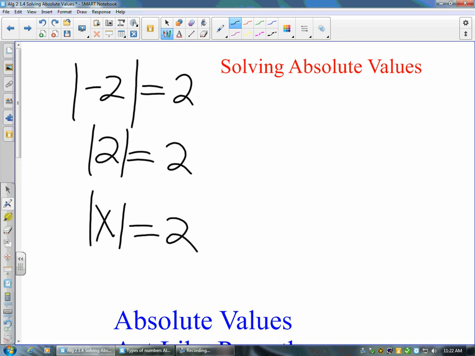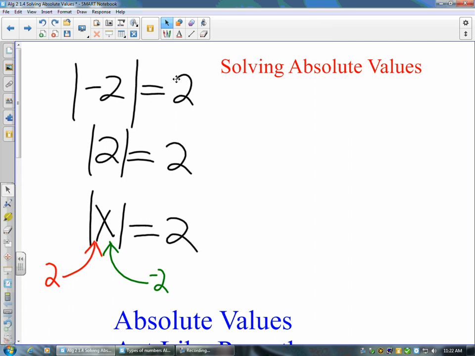So if I'm given a question to solve, the absolute value of x has to equal 2, then there's always two values that it could be. On the one hand, x, we could put a 2 in here, and the absolute value of 2 equals 2. On the other hand, I could also put in a -2 in that spot for x, and the absolute value of a -2 equals 2. So there's two answers to solving these absolute value problems.